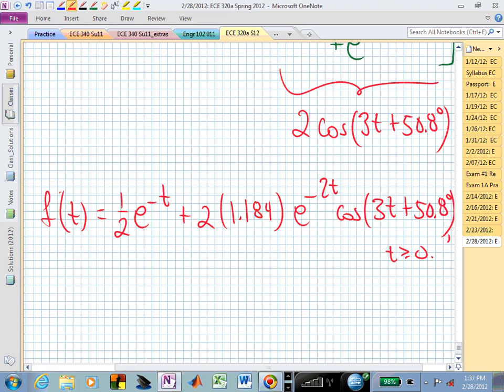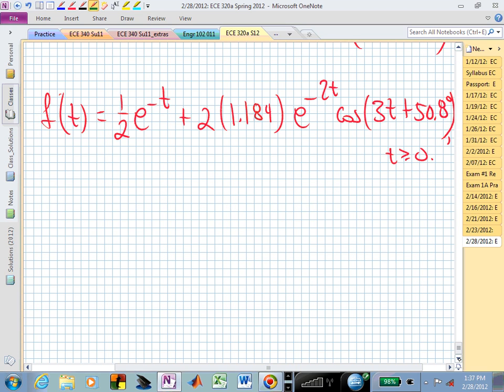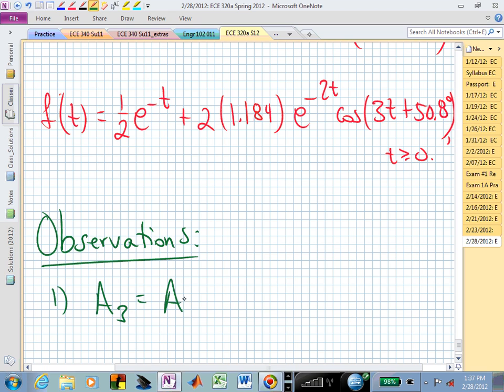Questions on that? What are some observations we can make so that we maybe don't have to go through all of these steps in the future? One was the fact that these coefficients associated with the complex pole pairs were conjugates of each other. A sub 3 was A sub 2 star.